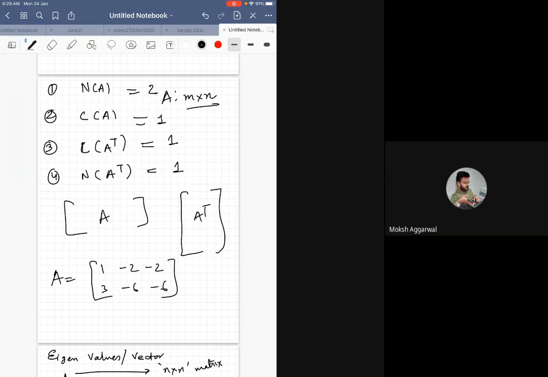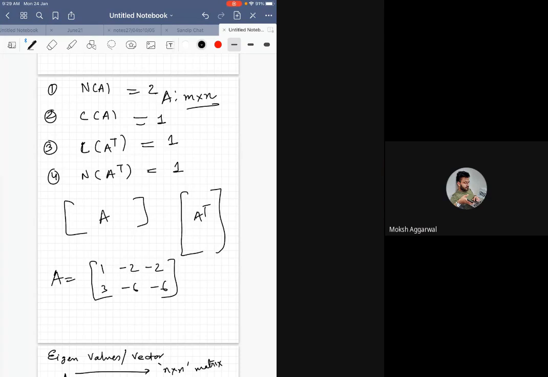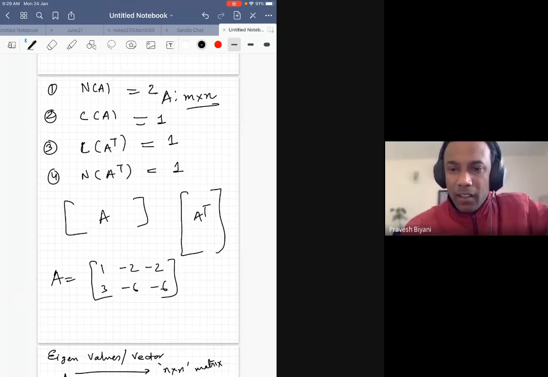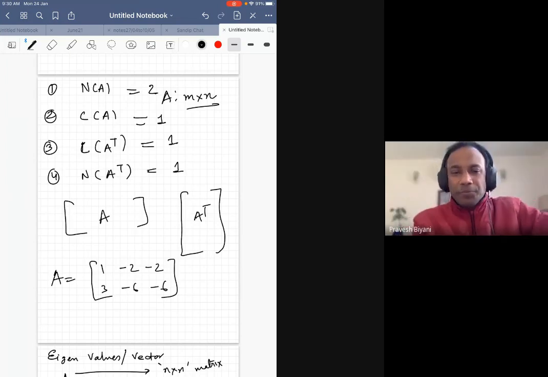Moksh. Yes, sir. Column space of A will be 1 and A transpose will also be 1. Okay. Why is column space of A 1, Moksh? Because only one column is linearly independent. Okay. Who else would like to answer? Tanisha, you have not spoken. Yes, sir. So the column space would be 1 and the column space of A transpose would also be 1. The null space would be 2. The null space of A transpose would be 1. Okay, fine.